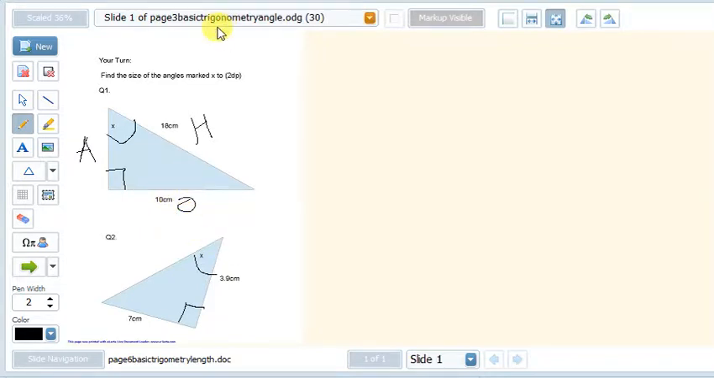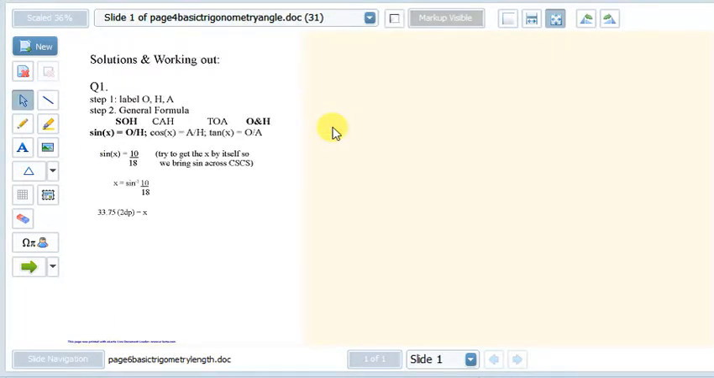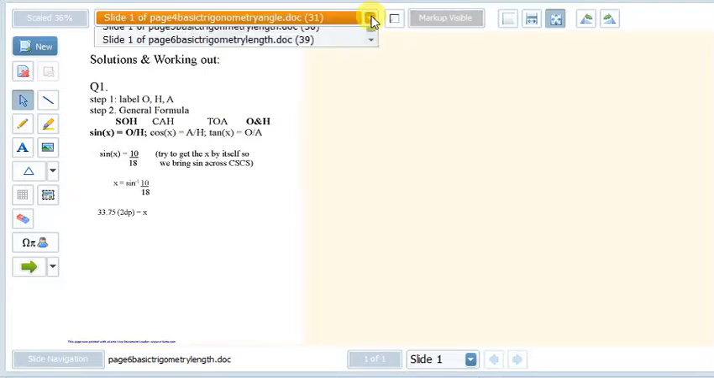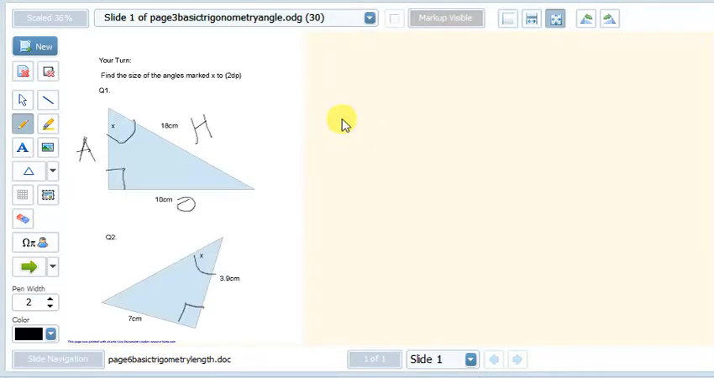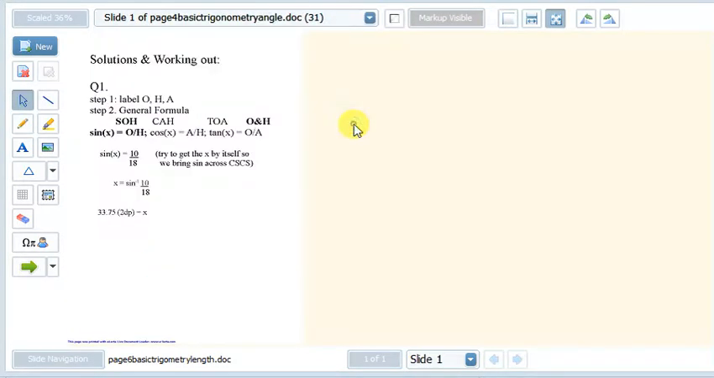Okay, so pause the video and have a go at trying to work out what angle x is on both of these, and then I will go through them. Okay, so question 1. First of all, we label the triangle O, H and A, and step 2, the general formula. So first of all, let's go back to our slide and label our triangle. So we've got opposite, which is 10, and hypotenuse, which is 18. So 10 and 18.